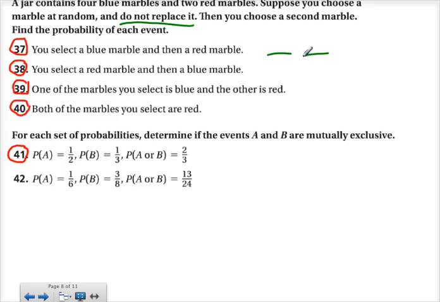So the first thing we do is think, okay, the jar is full like they say it is. We need a blue marble. Well, there's 4 blues out of 6 total marbles.